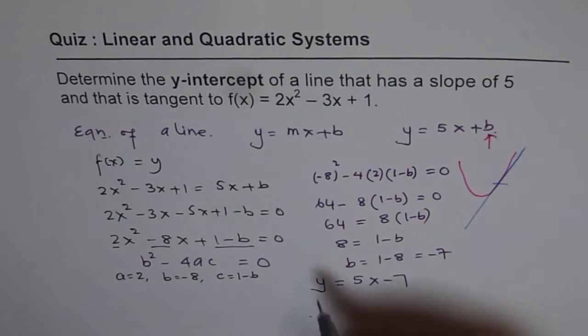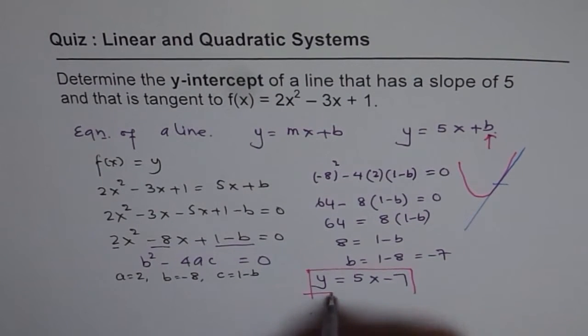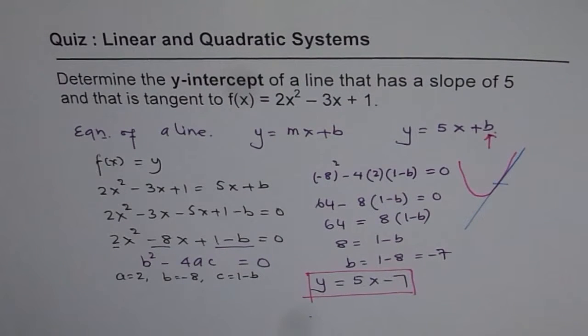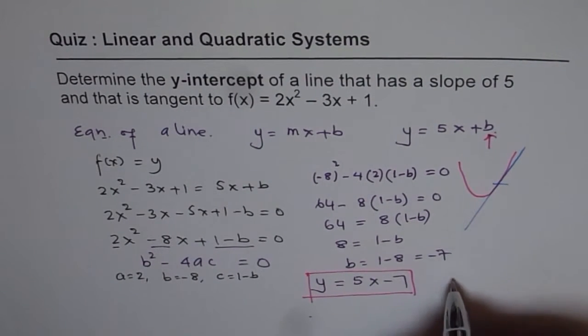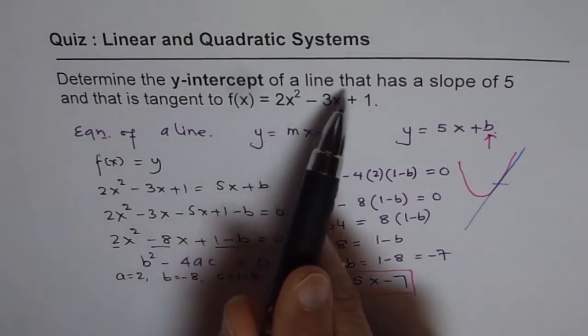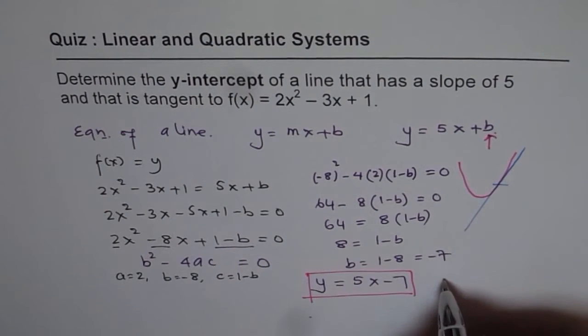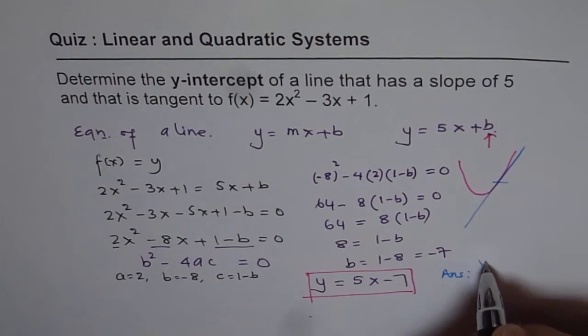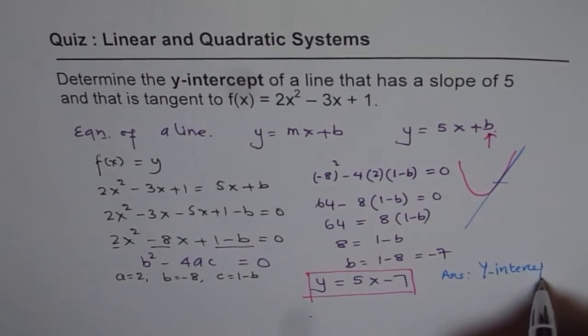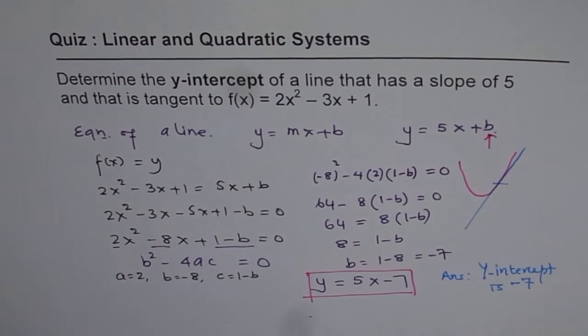So that is the line which will be tangent to the given curve. And in this line, minus 7 is your y-intercept. If you put x equals 0, the y-intercept is minus 7. So this is the equation of the line, and the answer is: the y-intercept is minus 7. Do you see that? The y-intercept is minus 7 for our line, which will be tangent to the given function 2x squared minus 3x plus 1. Wow, that was great.